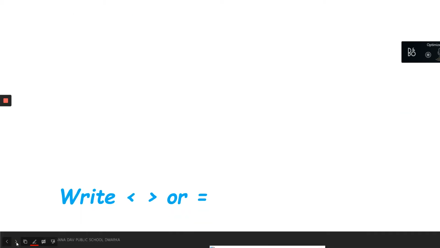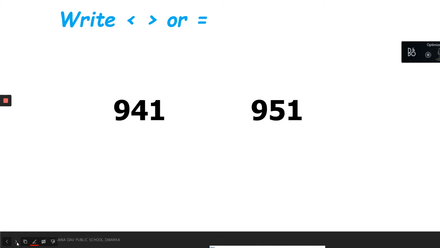Again, in this question, you can see both the numbers have an equal number of digits. Here 3 digits, here also 3 digits. Now, next step is to start looking at the highest place. Here we have 9, here also we have 9. So now look at the next place. That is 4 and here it is 5. So automatically 5 is greater than 4. So this complete number becomes greater.